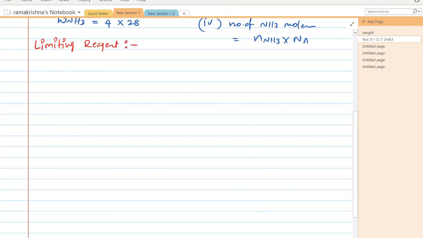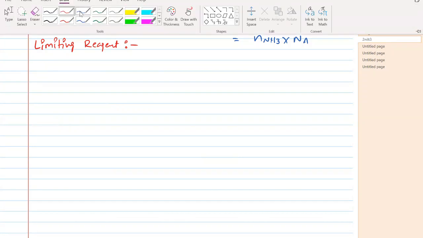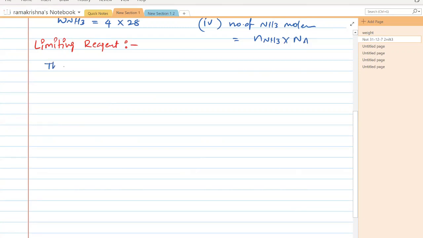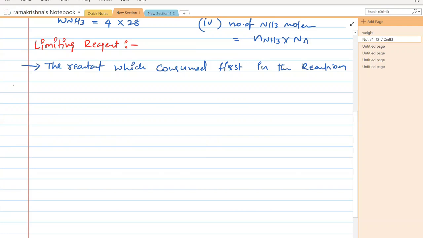So how can you represent the limiting reagent? How can you define the limiting reagent? Very simple, right? The reactant which is consumed first in the chemical reaction is called the limiting reagent. That is the limiting reagent.